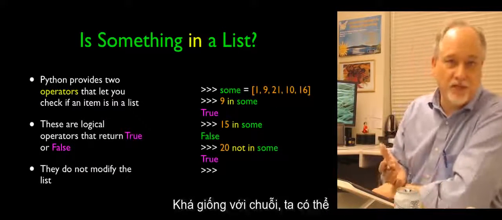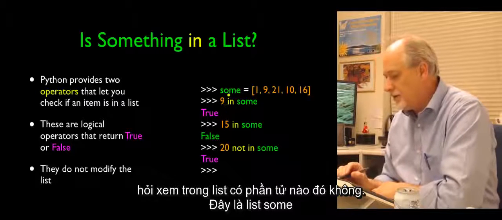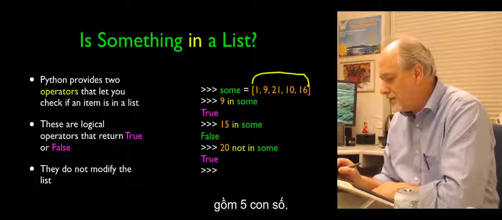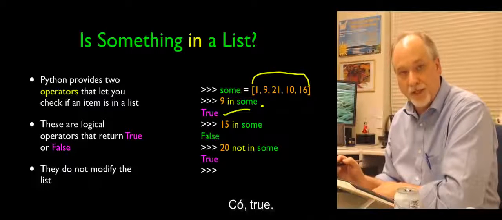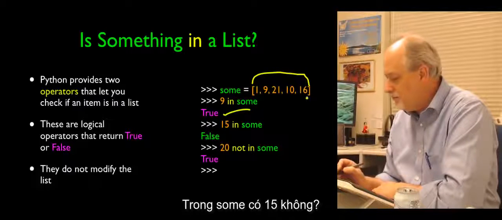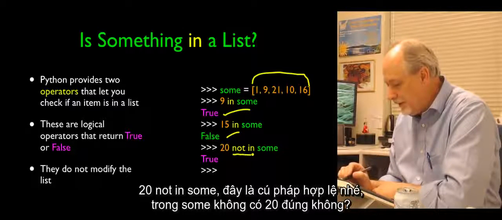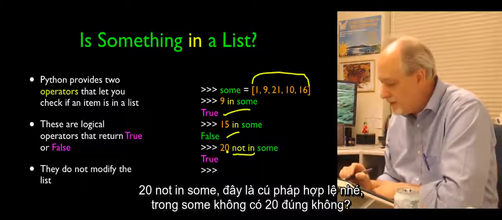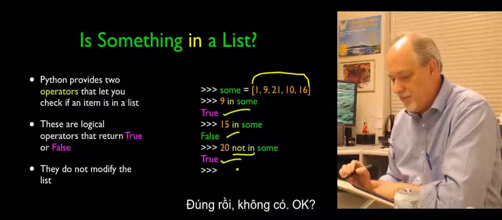We can ask, much like we do in a string, if an item is in a list. So here's a list called sum with these numbers in it. It's got 5 numbers in it. Is 9 in sum? True. Yes, it is. Is 15 in sum? False. Is 20 not in sum? That's legal syntax. Yes, it's not there.